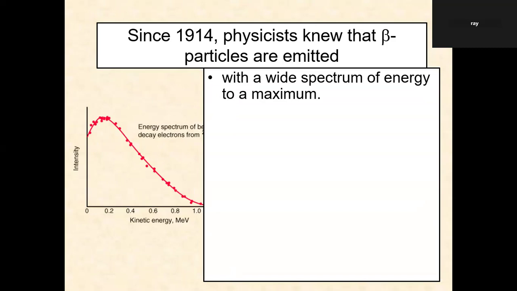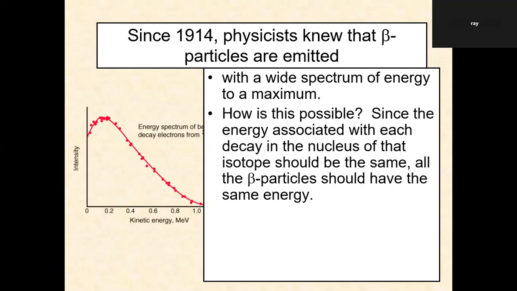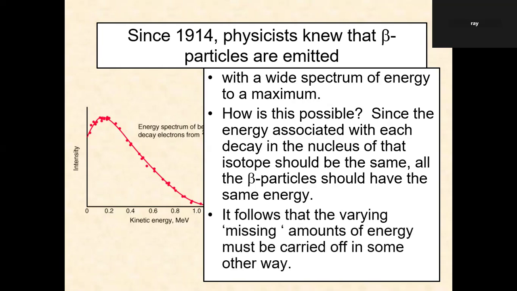Since 1914, physicists knew that beta minus particles are emitted with a wide spectrum of energy up to a maximum. How is it possible? Since the energy associated with decay in the nucleus of that isotope should be the same, all beta particles should have the same energy. It follows that the varying missing amount of energy must be carried off in some other way.